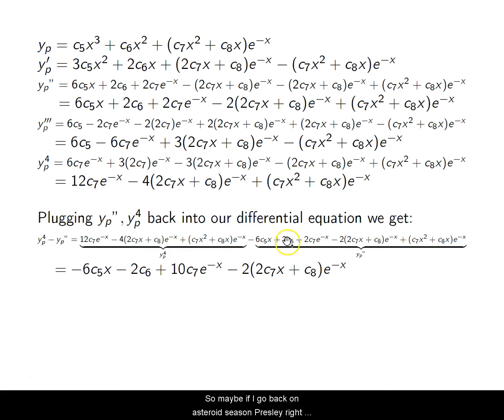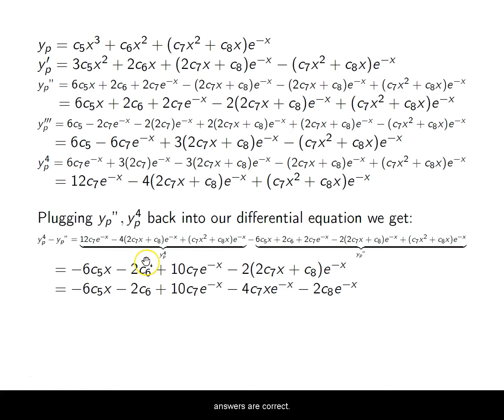So maybe if I go back, I'll actually write these in parentheses, right? But the answers are correct. Okay, so you just keep working things down. All right, so I have 12 minus 2 here, so that's why I have the 10. So again, I should have written parentheses, but I did do the math correctly, right? So as it's written, it does not look the same, but it is this thing minus this thing.